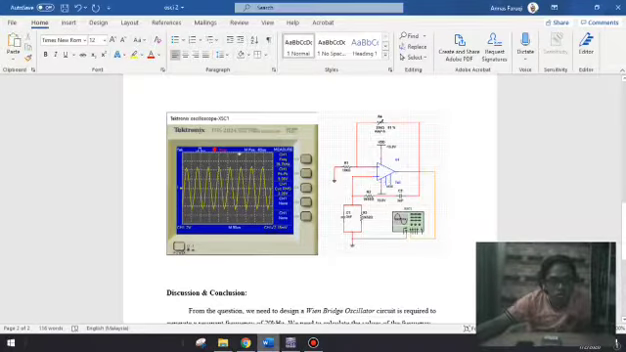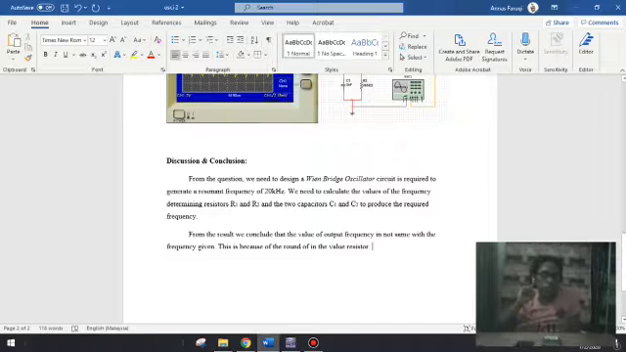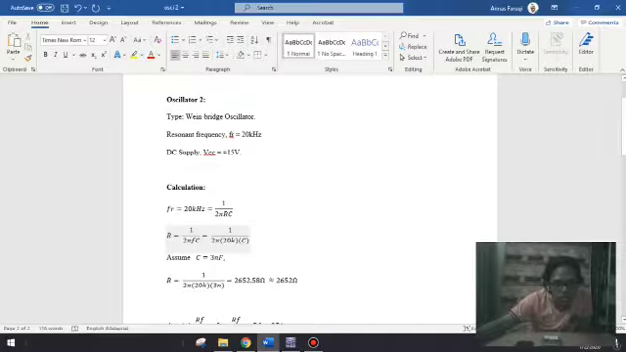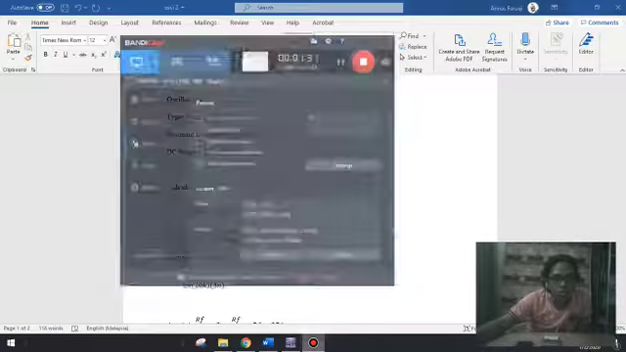For this discussion, from the question, we need to design a Wien Bridge oscillator circuit that is required to generate a resonant frequency of 20 kHz. We need to calculate the values of the frequency determining resistors R1, R2 and the capacitors C1, C2 to produce the required frequency. From the result, we conclude that the output frequency is not the same as the frequency given. This is because of the round-off value of the resistor. That's all for me. Thank you.